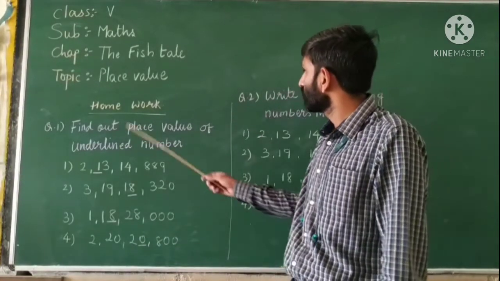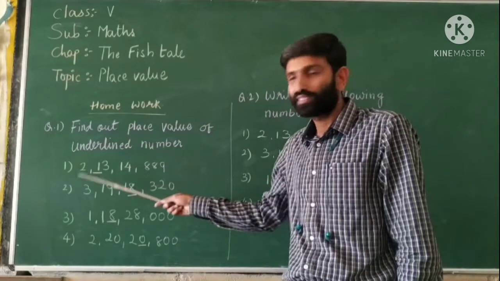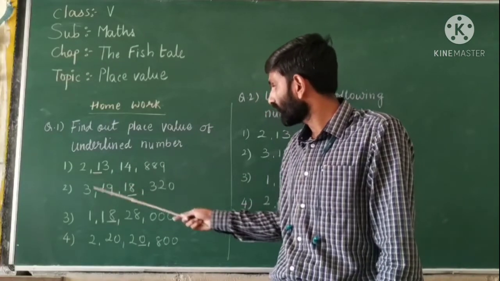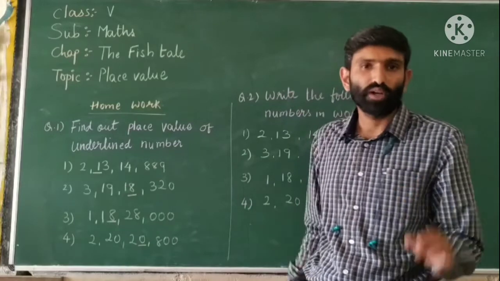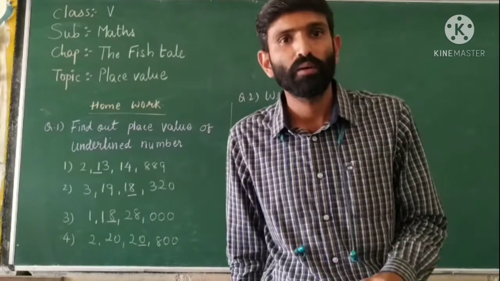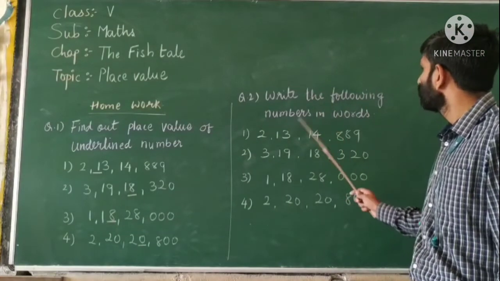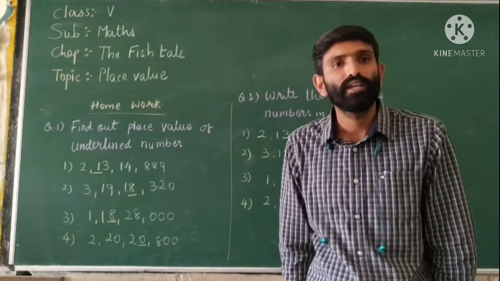Now here is some homework for you. Find out the place value of the underlined number. See, you don't have to find the place value of all of them, okay? The numbers that are underlined, here 1 is underlined, here 8 is underlined, we have to find out the place value of those underlined numbers. And write the following numbers in words. You have to write these 4 numbers in words.